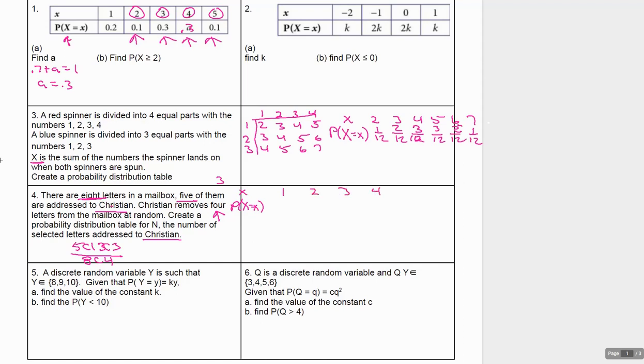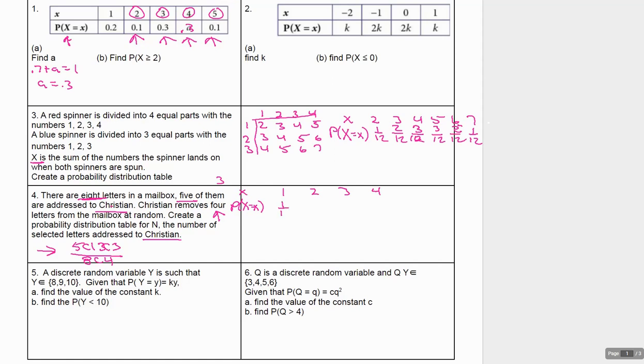And we're multiplying 5 choose 1 and 3 choose 3, and then dividing by this. Just set the whole thing up on your calculator exactly like that. Use that fraction button. It's 1 over 14. All right, so we'll put that here.